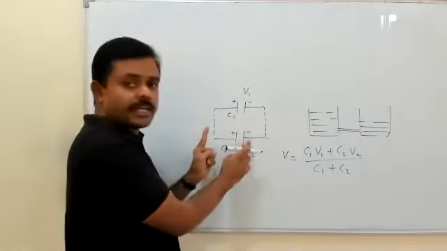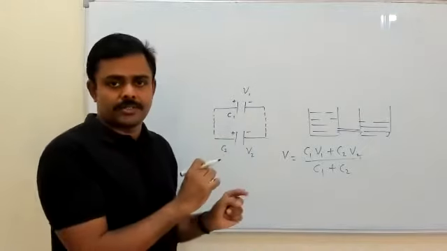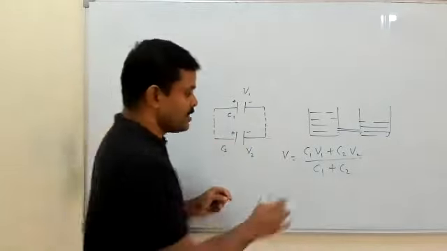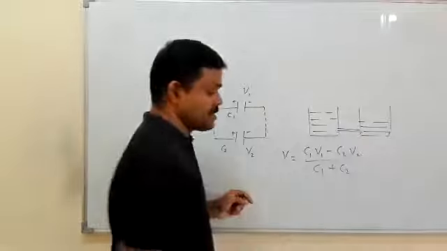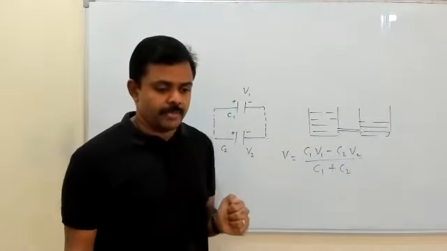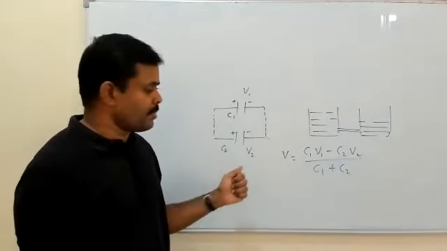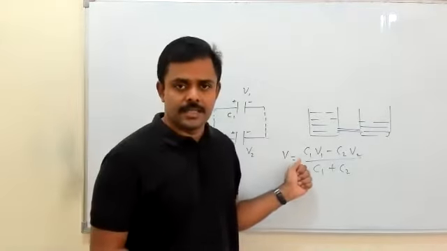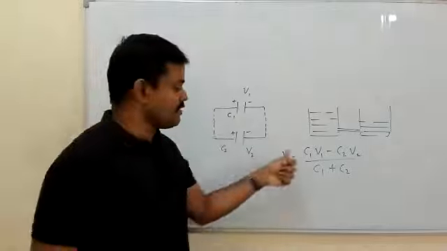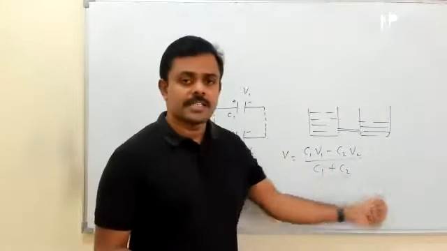What if positive is connected to negative and negative is connected to positive? Opposite polarities are connected together. You just change the sign to minus: C1 V1 minus C2 V2 divided by C1 plus C2. Yes, Maharshi, that's right. I've told you once in class during the first term divisions: C1 V1 minus C2 V2 divided by C1 plus C2.